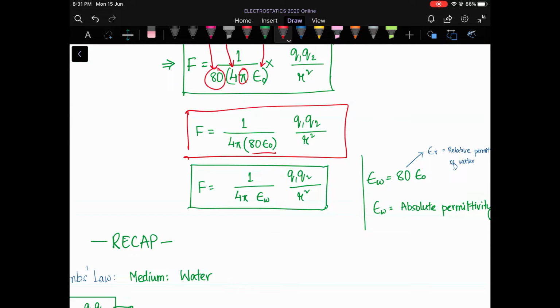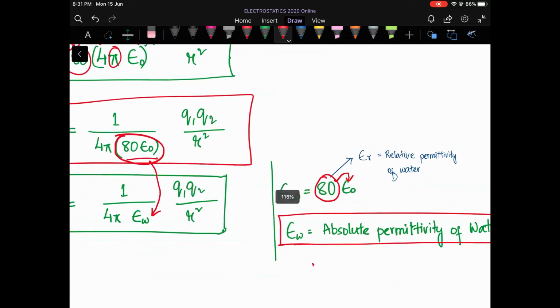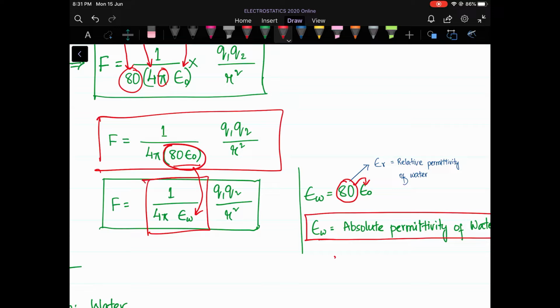When we do that, I can say that this 80 times epsilon naught can be written again as epsilon W, where this epsilon W represents the absolute permittivity of your water. And this epsilon W is found to be 80 times the value of epsilon that we have for your air. Clearly you can see we are trying to write this constant that appears in front of this term in terms of the property of the medium. And epsilon W is definitely a property of the medium.